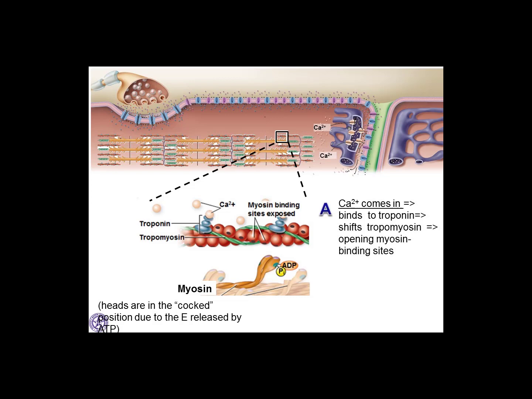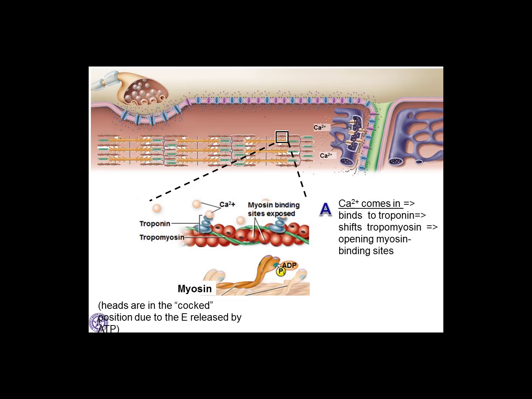That causes troponin to change shape. Now, troponin is also hanging on to actin and tropomyosin. So when troponin changes shape, it's going to be the engine that moves tropomyosin out of the way. And when we say in the way, we're talking about the myosin binding sites on actin, the little black dots. So the calcium was released to expose the myosin binding sites on actin.